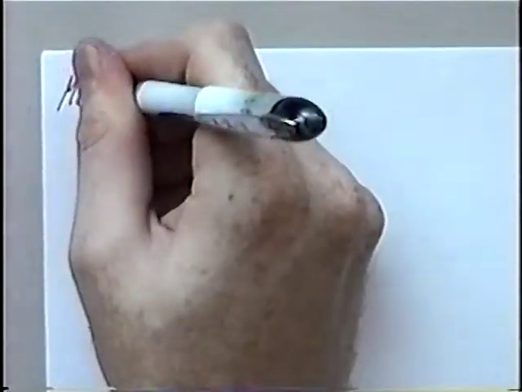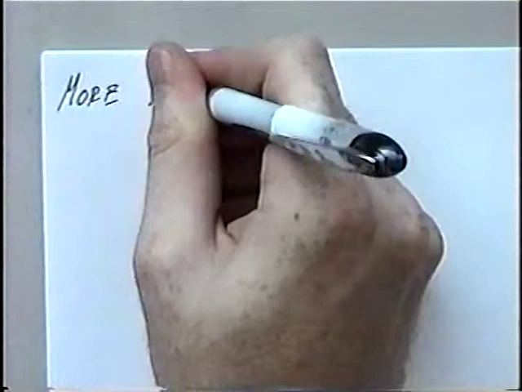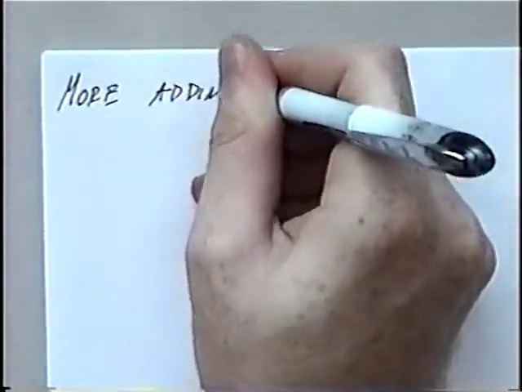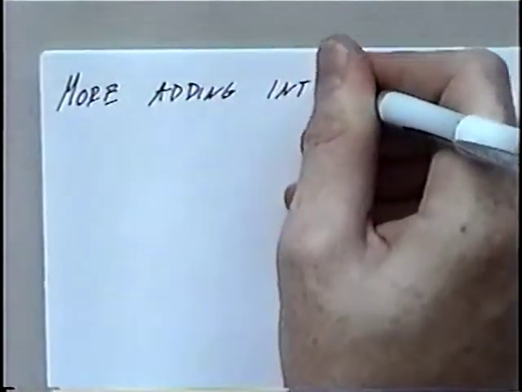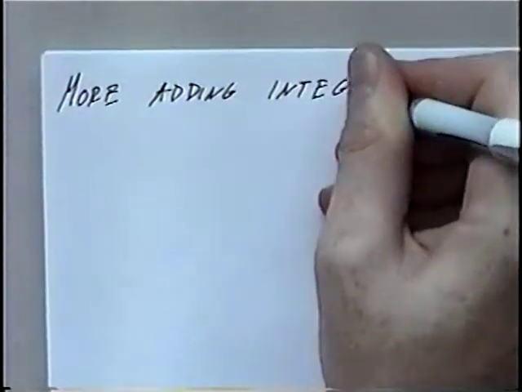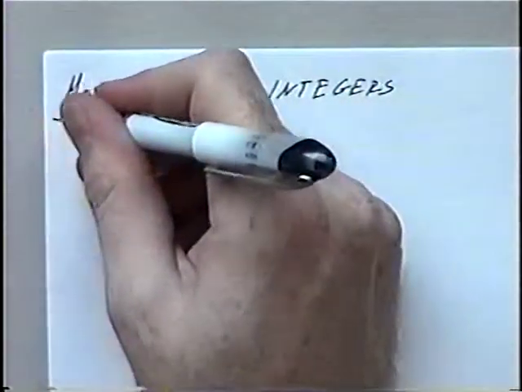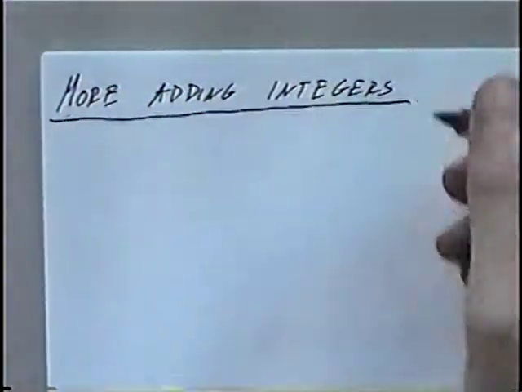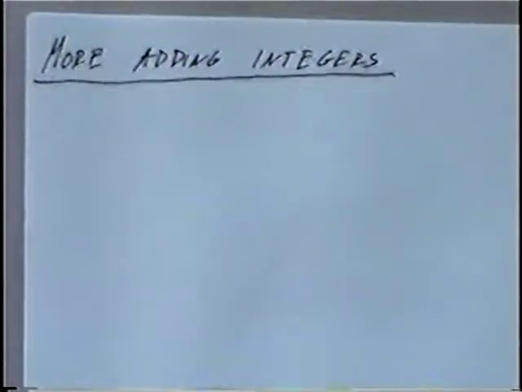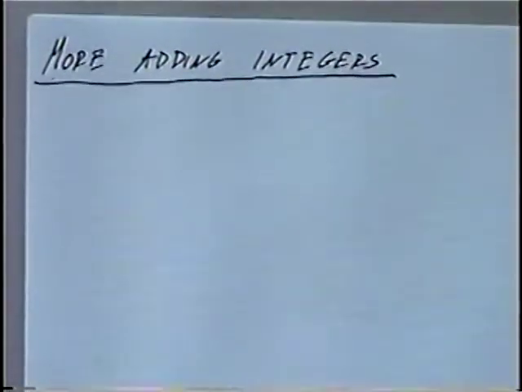Title of the next section of notes is More Adding Integers. And again, the definition of an integer is any positive or negative number, but does not include decimals or fractions. Two definitions for this section.